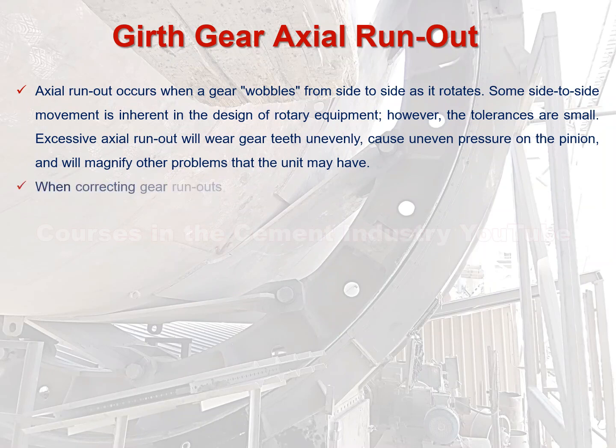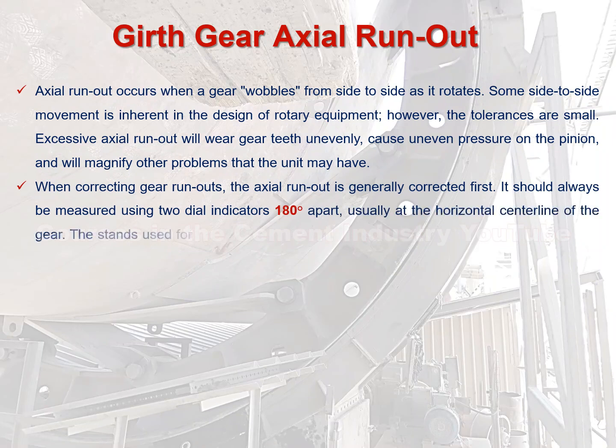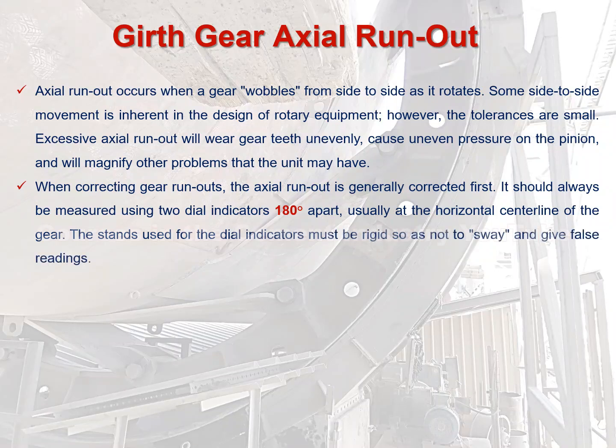2. When correcting gear runouts, the axial runout is generally corrected first. It should always be measured using two dial indicators, 180 degrees apart, usually at the horizontal center line of the gear. The stands used for the dial indicators must be rigid so as not to sway and give false readings.